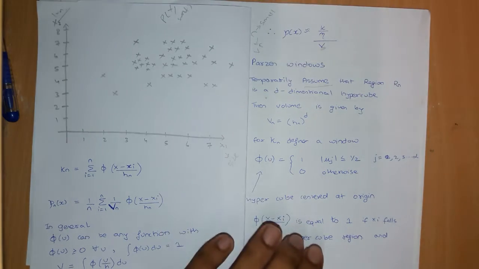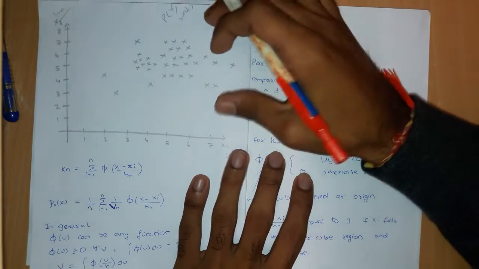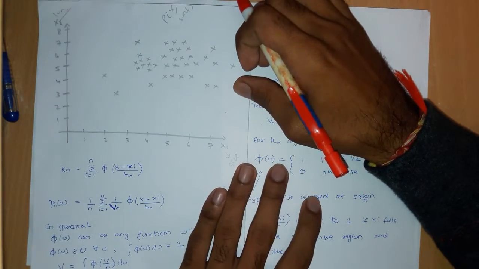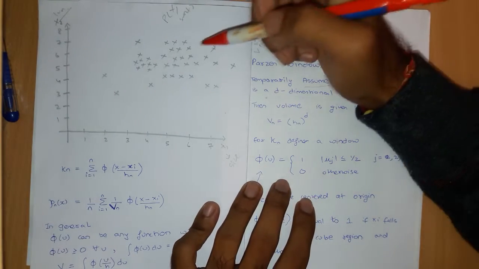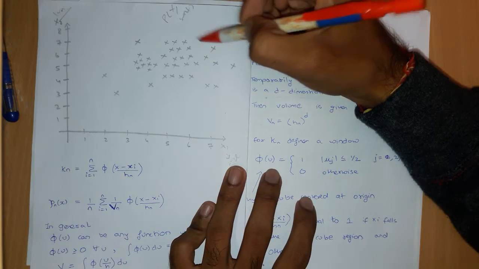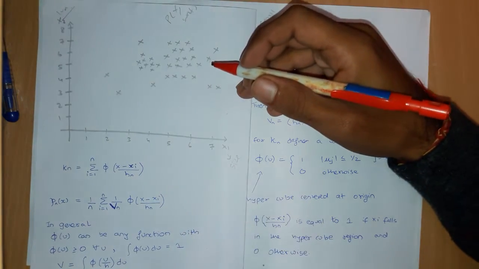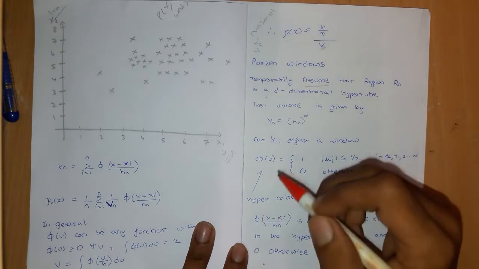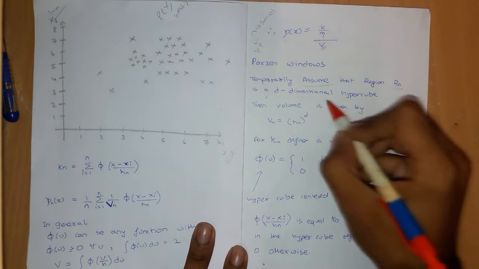So we are just considering only one class over here, because we just have to find the likelihood of this class, and this can be generalized over many classes. Here you can see this is a 2D plot. What the Parzen window says is, you basically take a region that is a d-dimensional hypercube.